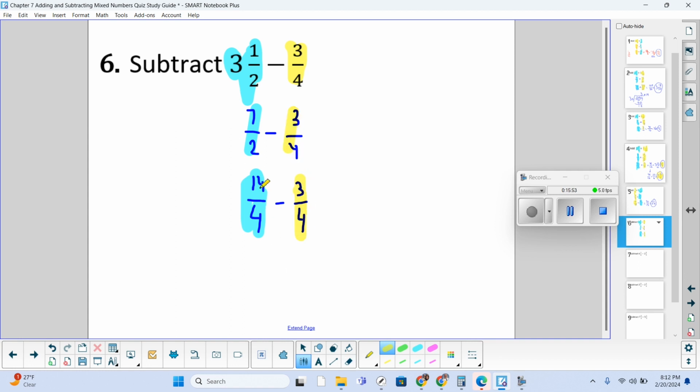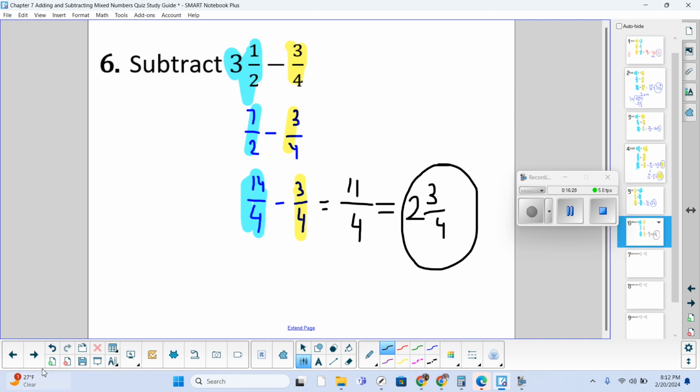So now we have common denominators here. 14 over 4 minus 3 over 4. Let's do the math here. 14 minus 3 is 11 over, denominator stays at 4. How many times does 4 go into 11? Well, it goes in 2 whole times. 2 times 4 is 8. So 11 minus 8 is 3. So the remainder is 3 over 4. So the answer to this one is 2 and 3/4.